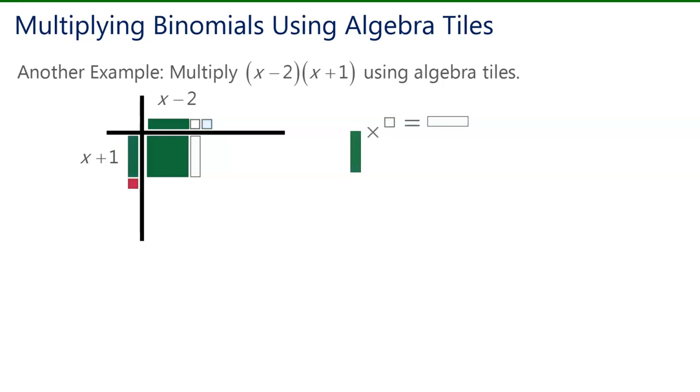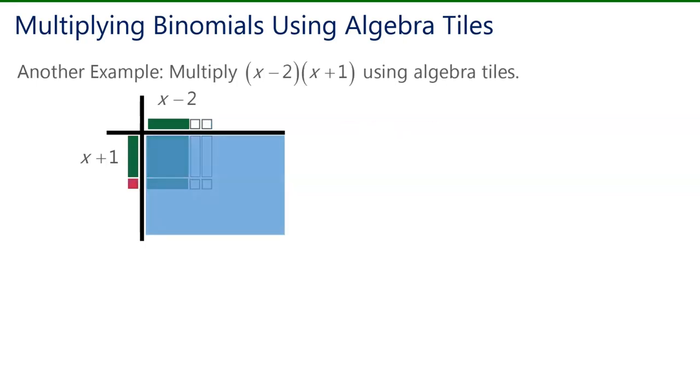This x times a negative 1 gives us another negative x. The 1 tile times the x tile gives us an x. The 1 tile times the negative 1 tile gives us a negative 1. And the other 1 tile times the negative 1 tile gives us another negative 1.